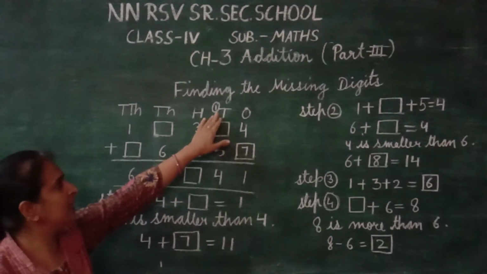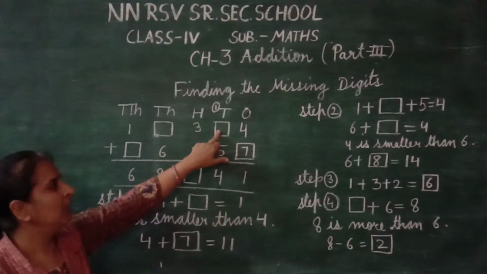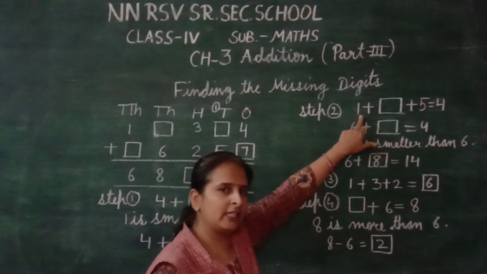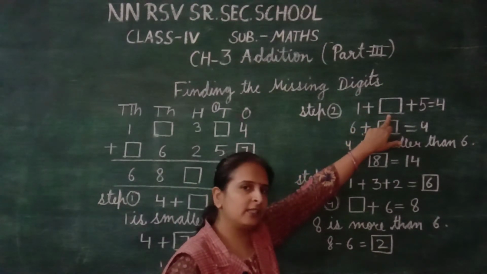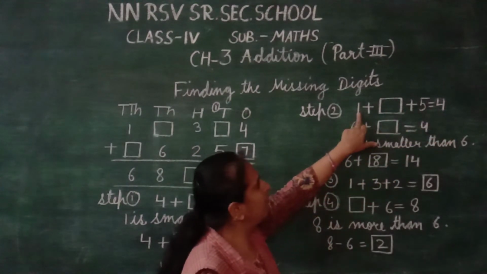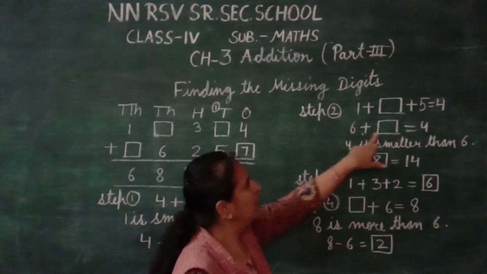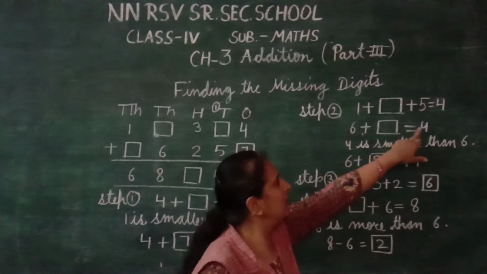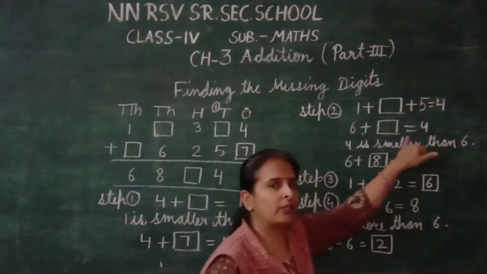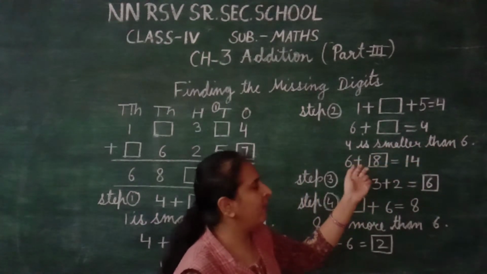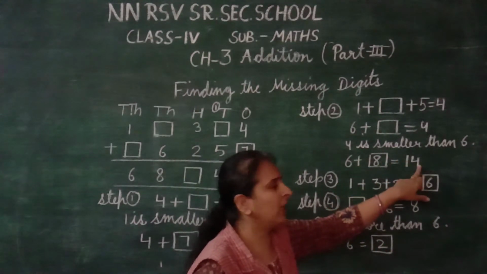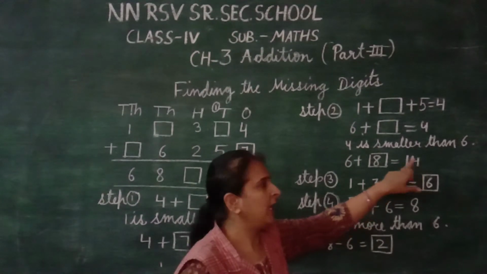Here in the tens place, 1 is carried over, the first addend is missing, the second addend is 5 and the sum is 4. 1 plus 5 is 6. The sum is 4, and 4 is smaller than 6. Subtraction is not possible. Then we have to find a number which, added to 6, gives 4 at the unit place. 8 is the number.